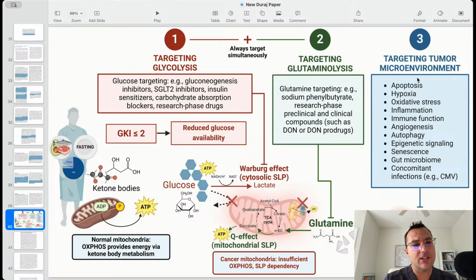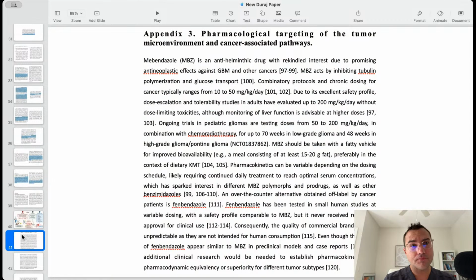So bottom line is, it's a beautiful paper, beautiful graphics. I think it's well done. I think it's very helpful clinically. I think it really puts us forward in terms of how to implement this in a clinical strategy. There's no doubt about it. This is really, really helpful. I do think that the appendices are really good also. I mean, we're starting with mebendazole, right? So it's got to be good.